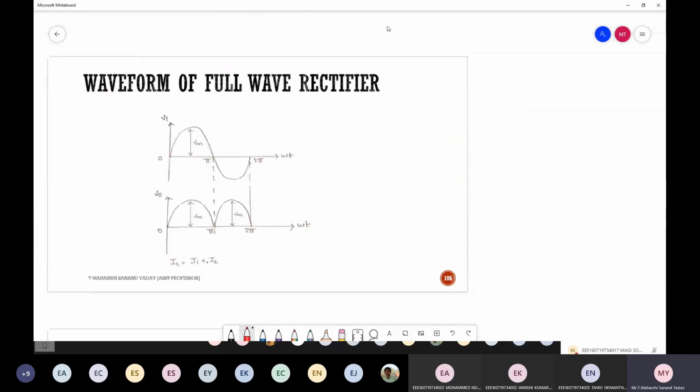So now tell me what will be the shape of the waveform. Why am I getting 2 positive halves at the output? This is the output. Why did I get this output?